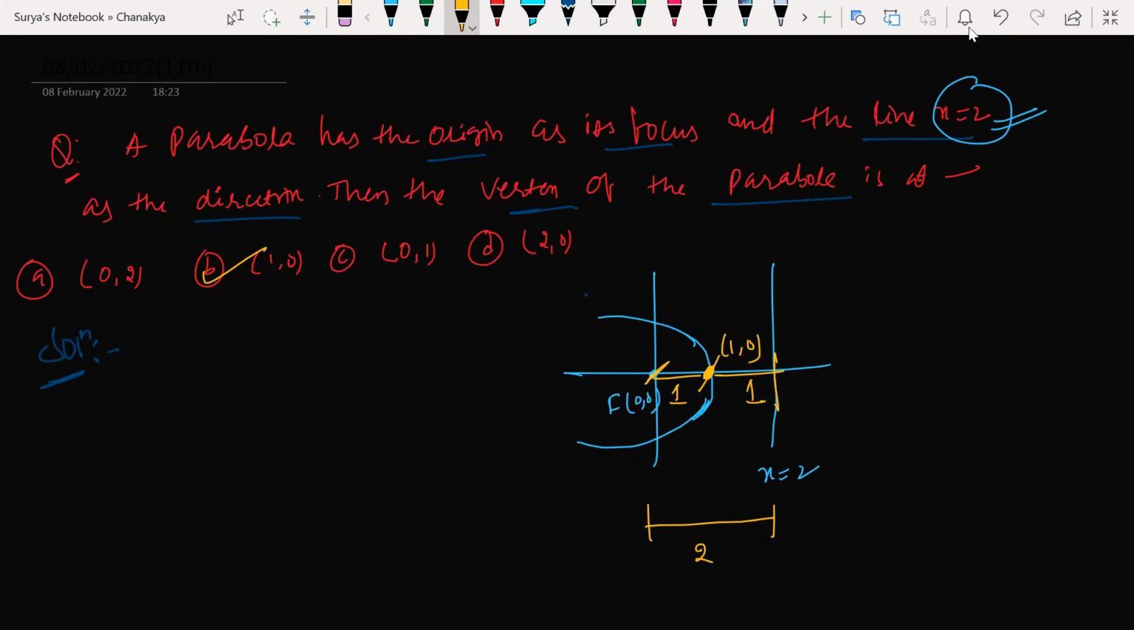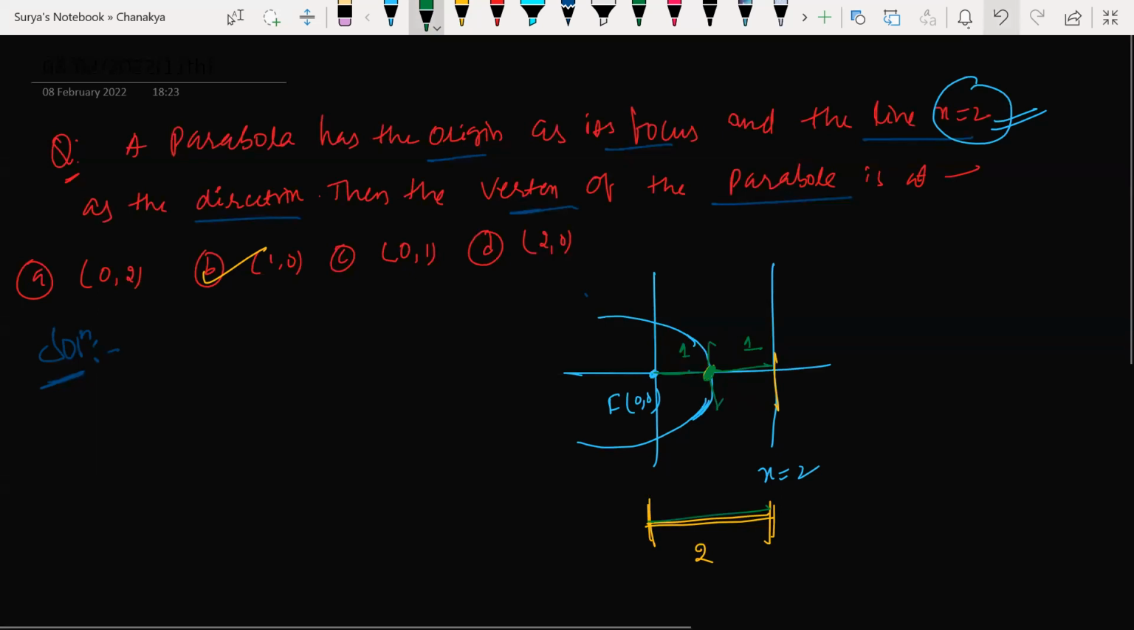Yes, from focus to the directrix is 2 units. So exactly the point on the parabola would be in the middle of that particular 2 units. Am I correct? Getting my point, yes, children? Why are we saying this is 1 unit and this is 1 unit? Because the point on the parabola would be equidistant from the focus point and the directrix line. So if the total is 2, then the vertex is in the middle.